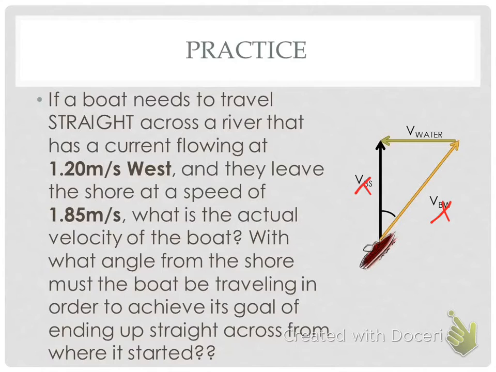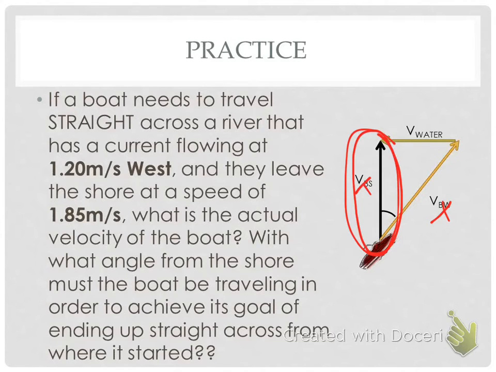Okay, so can we envision what's happening here? I want to make it straight across from where I started. But if the current's going to push me to the west, I can't just leave straight across. I have to go this way so that the current ends up pushing me back. Does that make sense? So which is my resultant vector here? Yellow, green, or black? Black. That's my resultant vector.